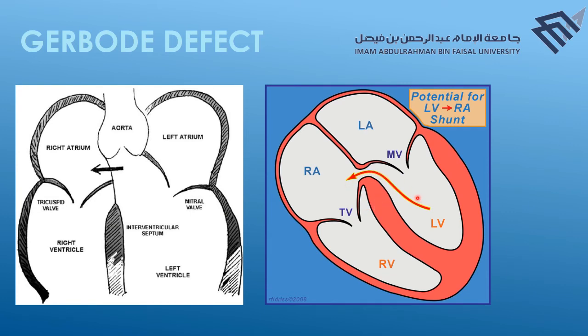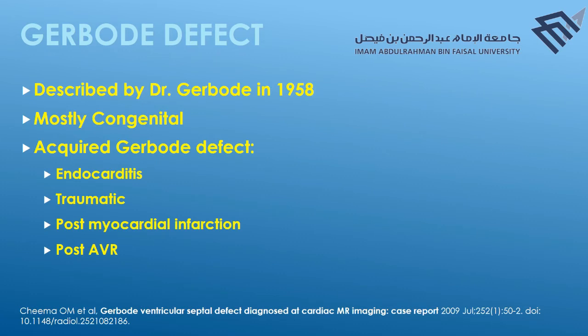The Gerbode defect was described, as the name denotes, by Dr. Gerbode in 1958. It's mostly congenital. However, acquired Gerbode was reported, and mainly due to endocarditis or trauma, post-myocardial infarction, post-aortic valve replacement, as in our case.